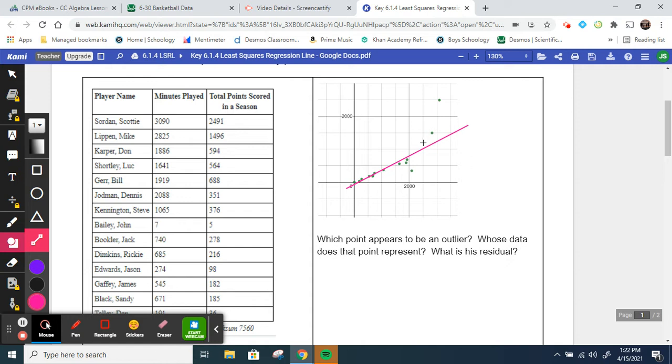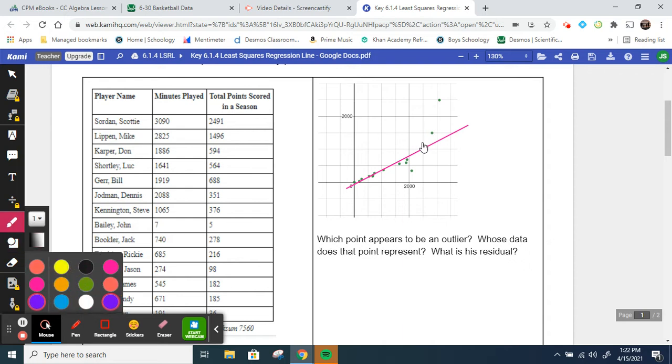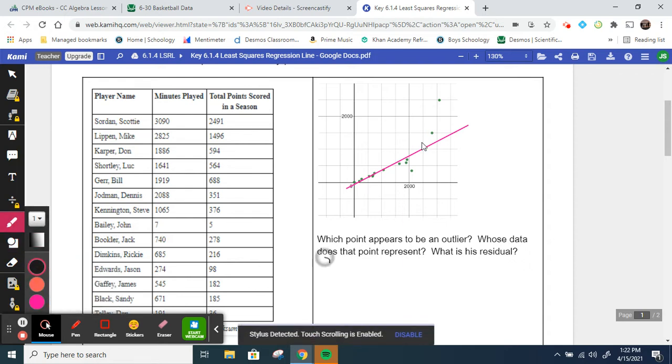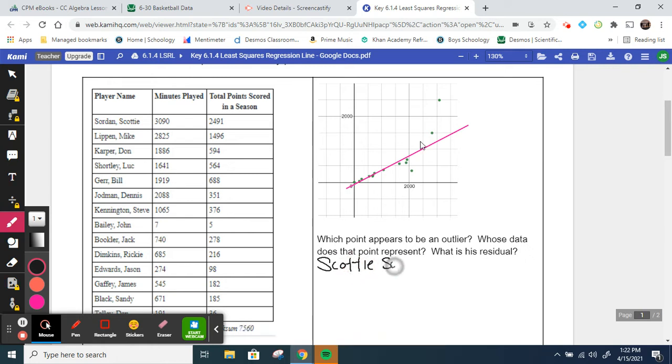So I would say this one's all the way up here. This is the highest one. So this must be Scotty, right? Scotty Sorden is our outlier. And his point is 3,090, 2,491. So what we want to do first is, we're going to do it again.